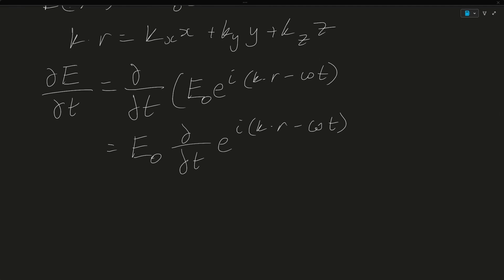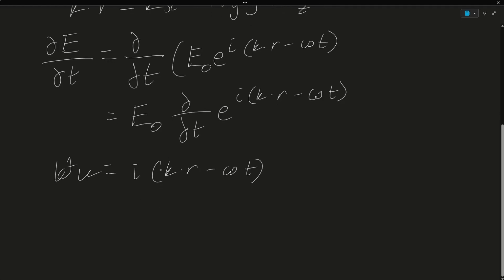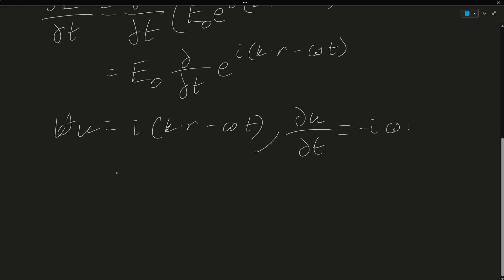Now, we'll just do a substitution. Let u equal i(k dot r minus omega t), just to keep everything comfortable. Then partial u partial t is minus i omega.